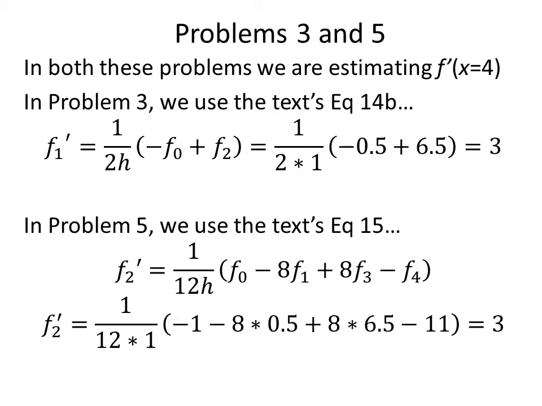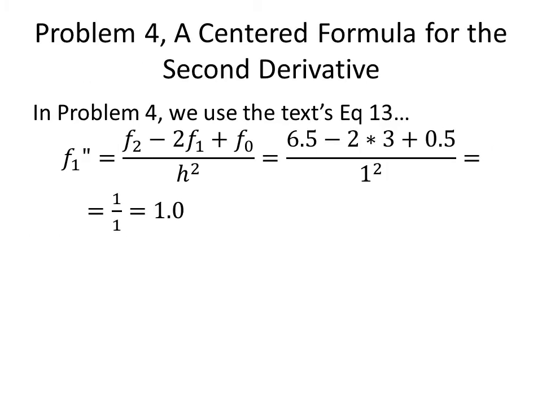And it's because I used a relatively simple function that we're getting exact answers here, but we should get the exact answers if we're doing this right. So 3 and 5 both related to the slope at 4. In problem 4, we wanted the second derivative at x equals 4.